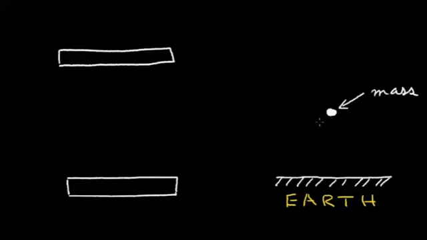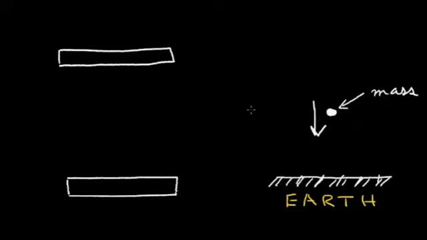Now we're all familiar with the gravitational field. So here we have the ground, or the Earth, and if we hold a mass or a rock up in the air, we know that the Earth exerts a force on this mass that tends to pull it towards the center of the Earth.